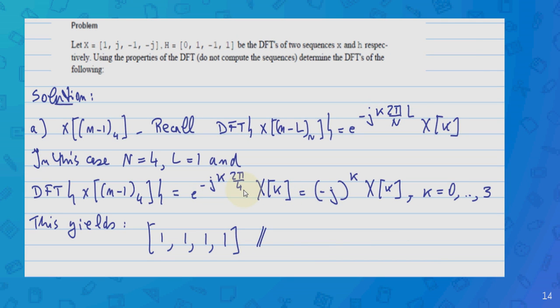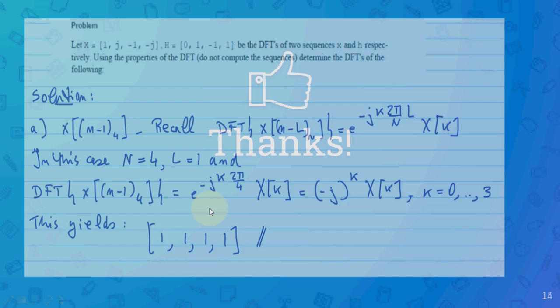Use the same example for obtaining the DFT. X is equal to 1, j, minus 1, j and h is equal to 0, 1, minus 1, 1. So here the output will become 4, 0, 0, 0.